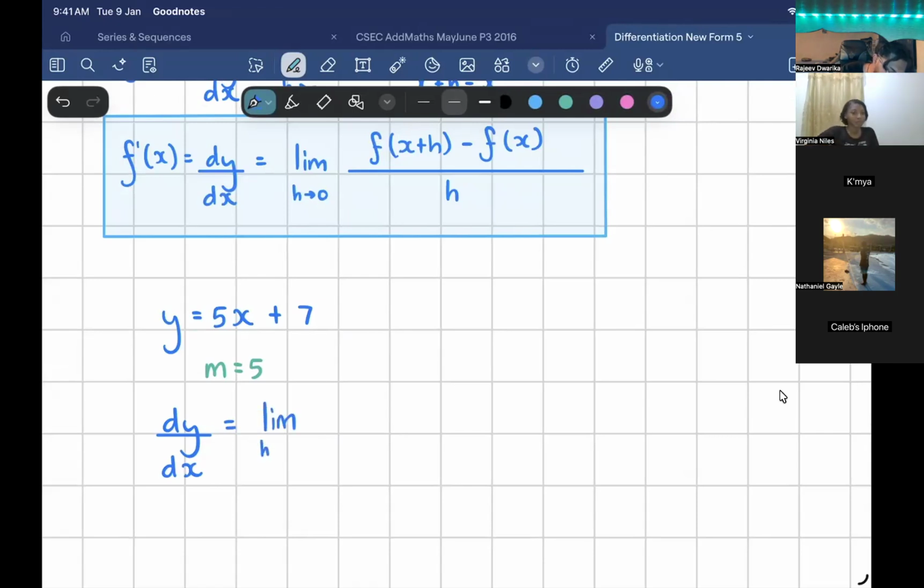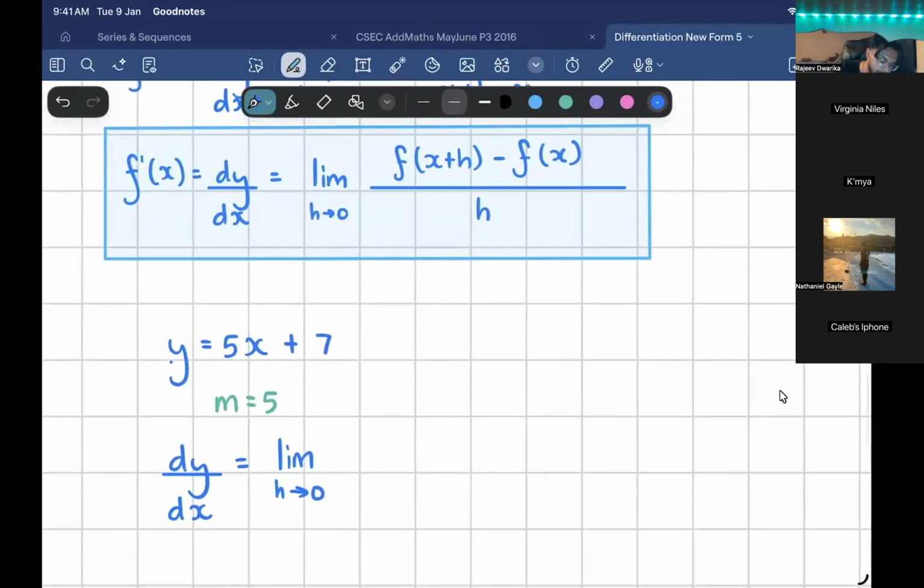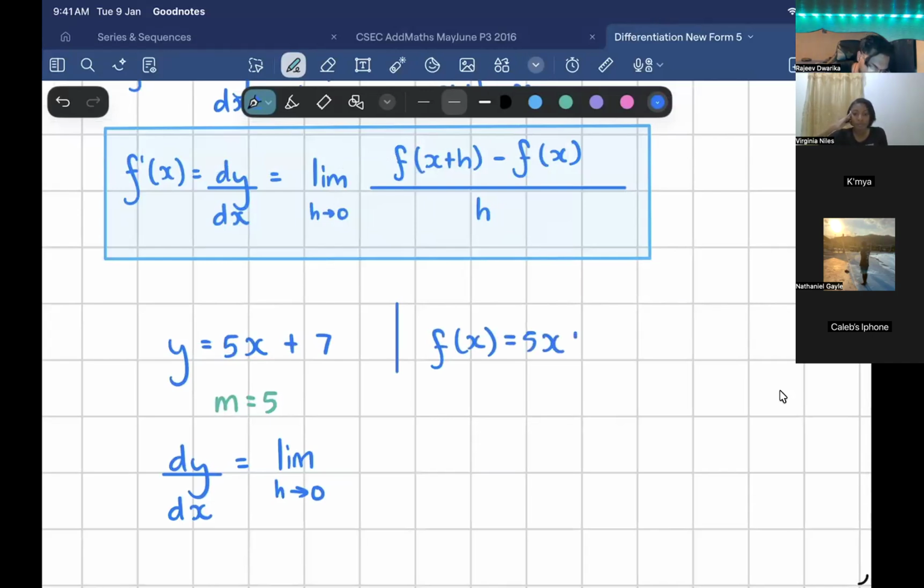So I'm going to find the limit as h approaches 0, and it's f of x plus h. Now, you're not seeing it, right? But isn't this a function? Instead of saying y is equal to 5x plus 7, where's another way I could write that? F of x is equal to 5x plus 7, because y is the same thing as f of x.